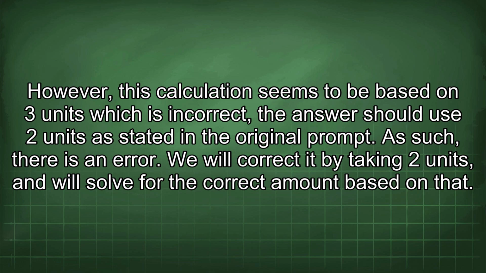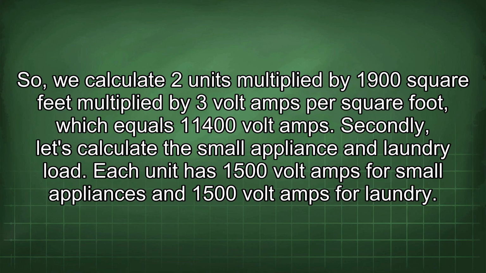The answer should use 2 units as stated in the original prompt. As such, there is an error. We will correct it by taking 2 units, and will solve for the correct amount based on that. So, we calculate 2 units multiplied by 1900 square feet multiplied by 3 volt amps per square foot, which equals 11,400 volt amps. Secondly, let's calculate the small appliance and laundry load.